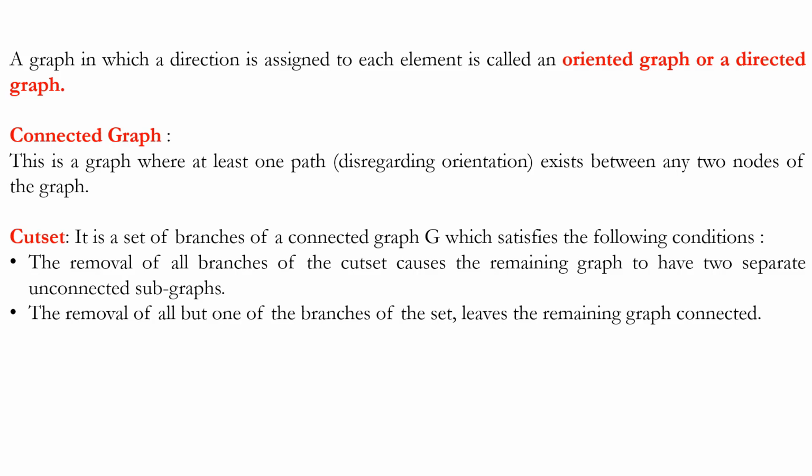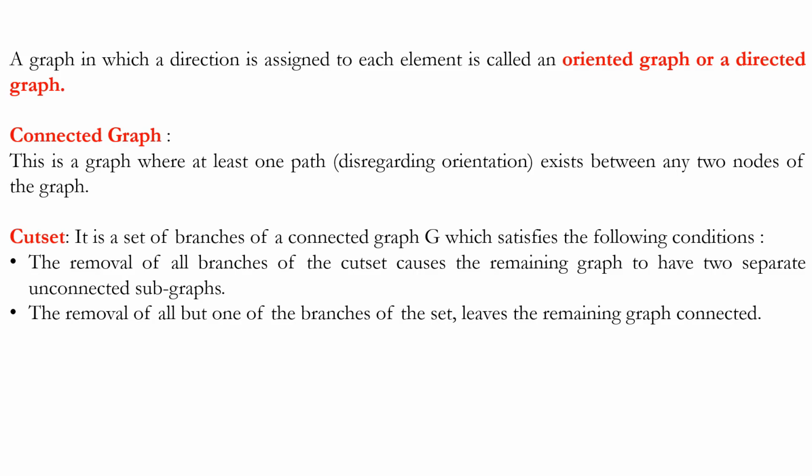The connected graph is the graph where at least one path exists between any two nodes of the graph. This path is disregarding the orientation. So, a connected graph is nothing but at least one path should be there between any two nodes of the graph.